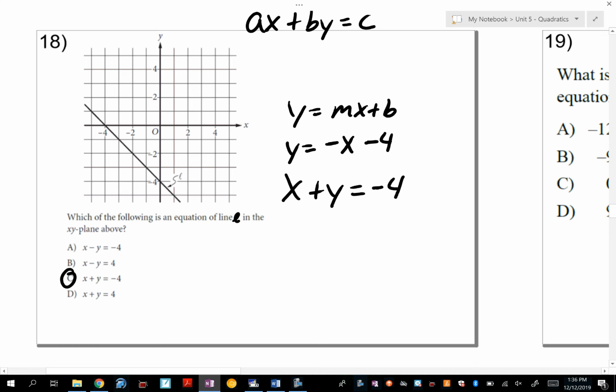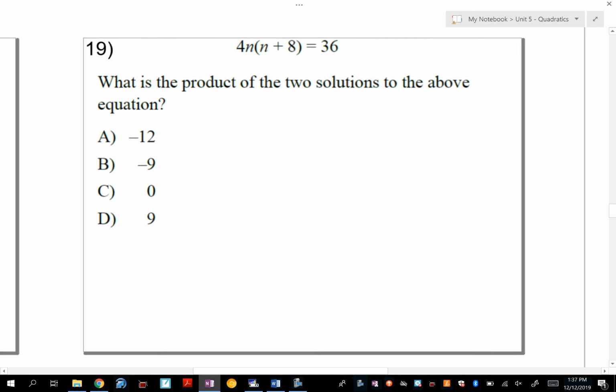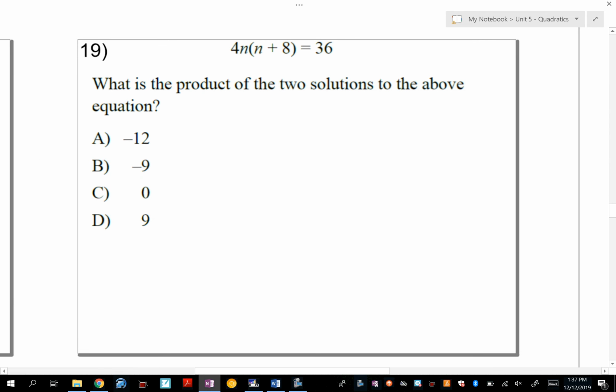Let's keep going. Number 19. Now, there's a couple of ways to do number 19. I'm going to show you the way I think most students will do this. I think most students will distribute the 4n and the n plus 8 and get 4n squared plus 32n equals 36.